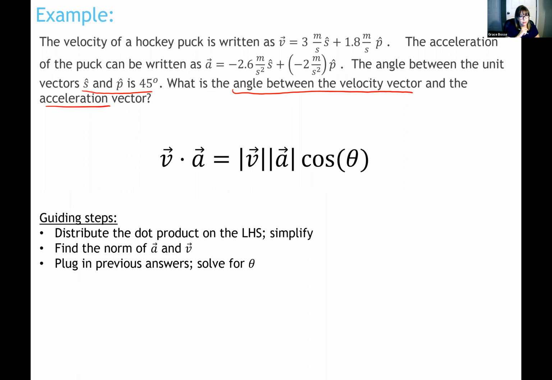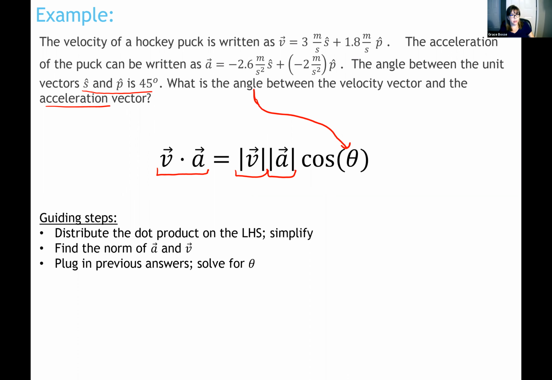So let's use the definition of the dot product. The dot product between v and a would be the norm of v times the norm of a times the cosine of the angle between them. So this is that angle that we're looking for, the angle between the velocity vector and the acceleration vector. That's our goal, is to figure out theta. So in order to do that, we're going to need to do the dot product to get the left-hand side of the equation. Then we're going to need to find the norms of v and a. And then if we know all of that stuff, then we can solve for theta.